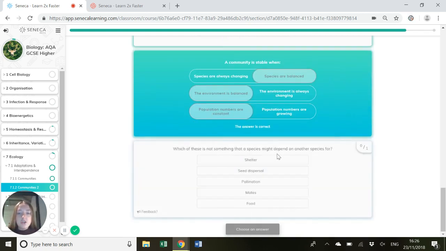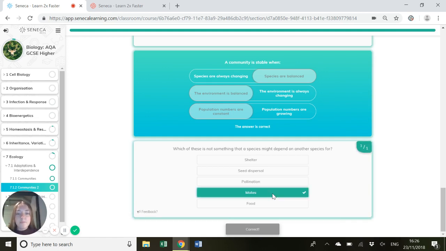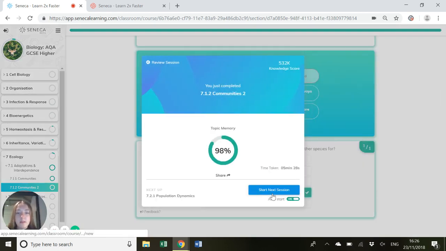Which of these is not something that a species might depend on another species for? If you remember the four things, it was shelter, seed dispersal, pollination, and food. They wouldn't depend on another species for mates, because the definition of a species means that two individuals can breed with each other. If it's a separate species, they're not going to be able to breed with it, so they won't be looking for mates. Okay, and we're done.